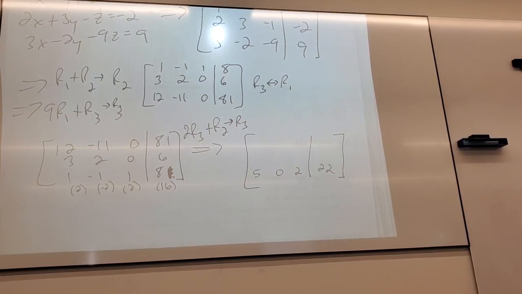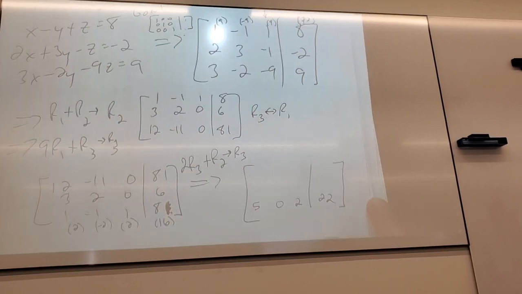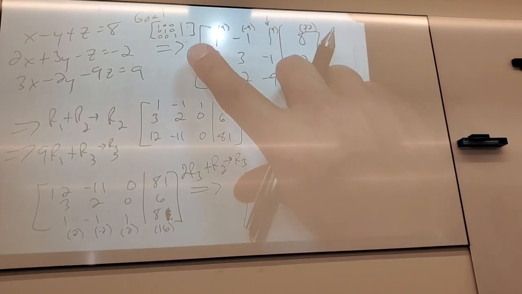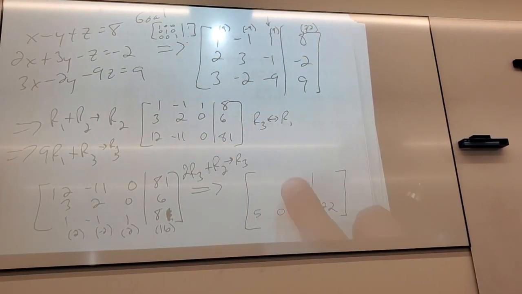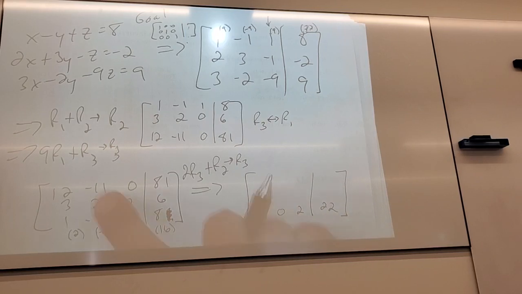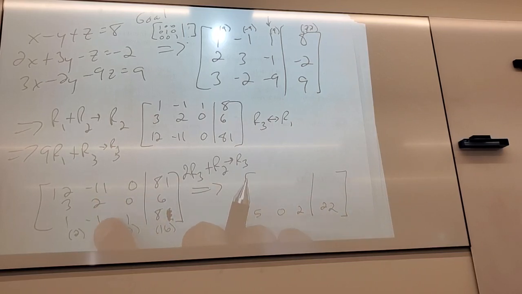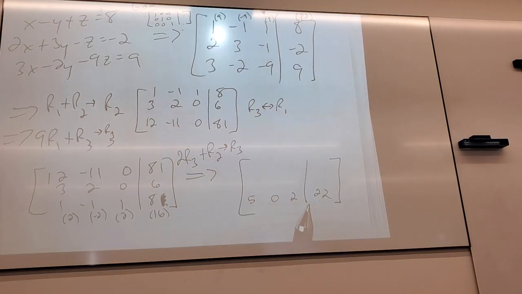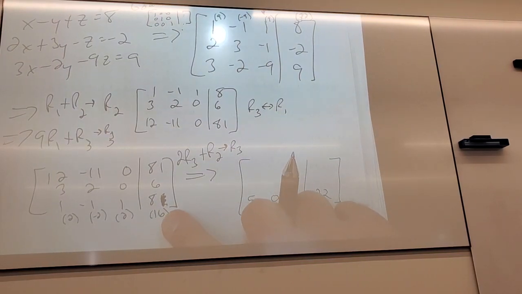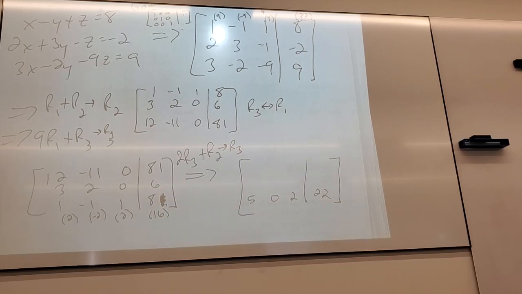Now, in that second column, where else do I want a 0? According to my goal, where else do I want a 0 in that second column? On the top, 11. So can't I use this? Wait, where are you getting 22 from? Twice row 3 plus row 2. 16 plus 6. Yeah. Cool.